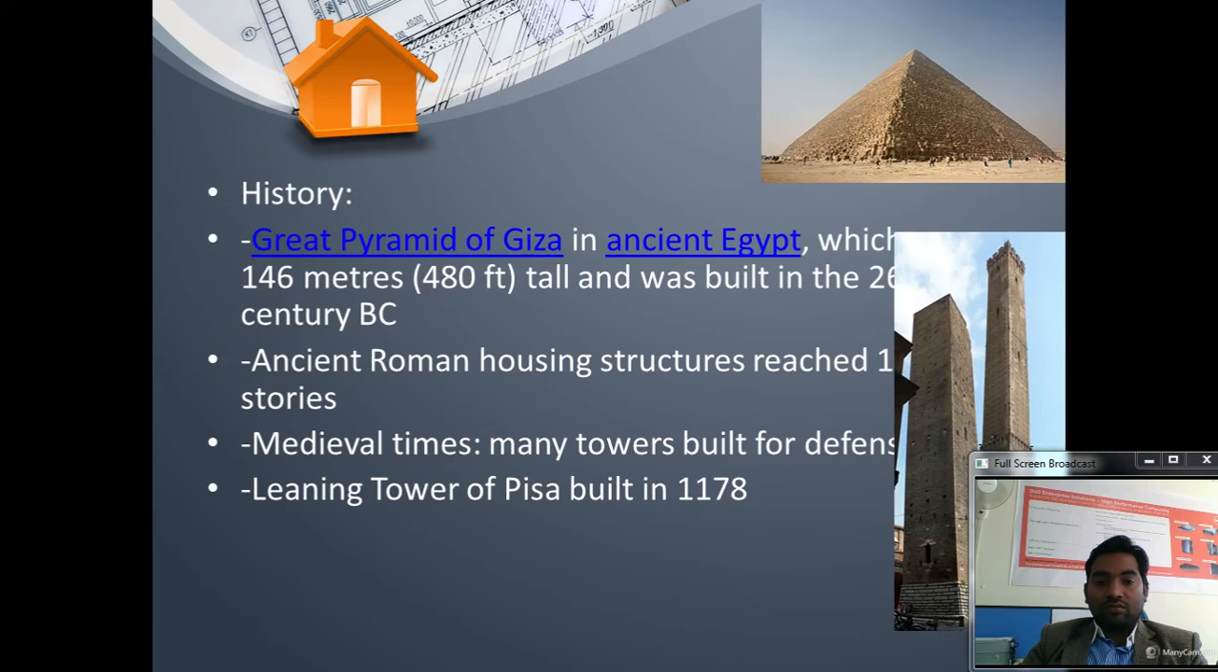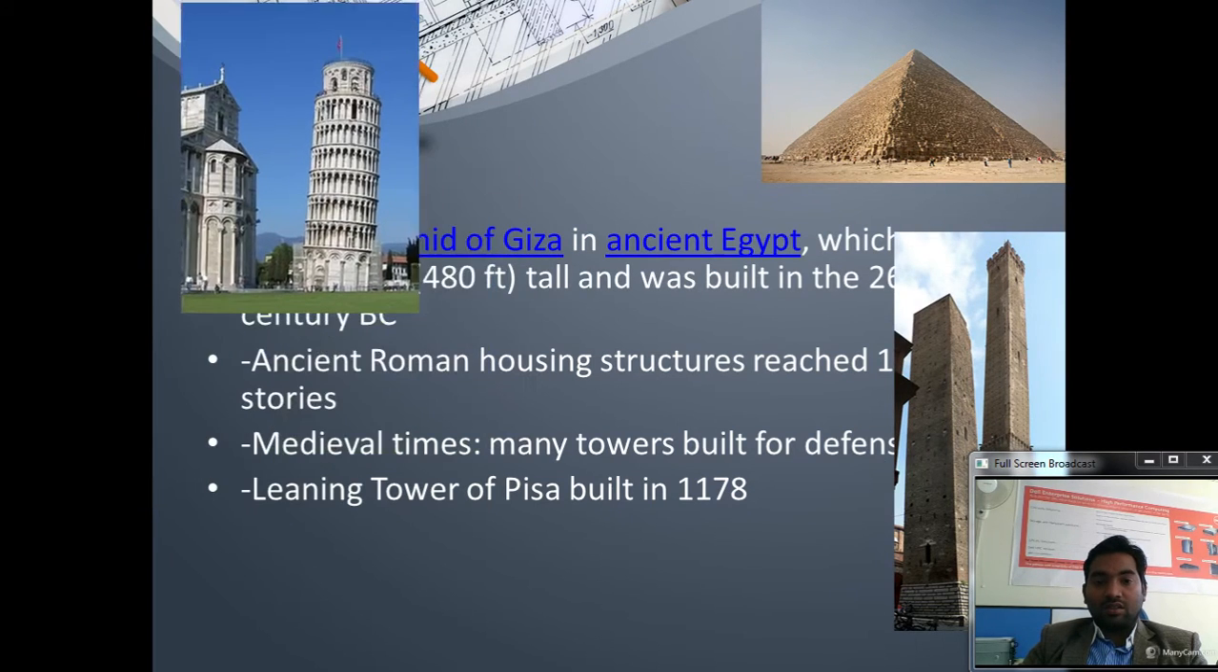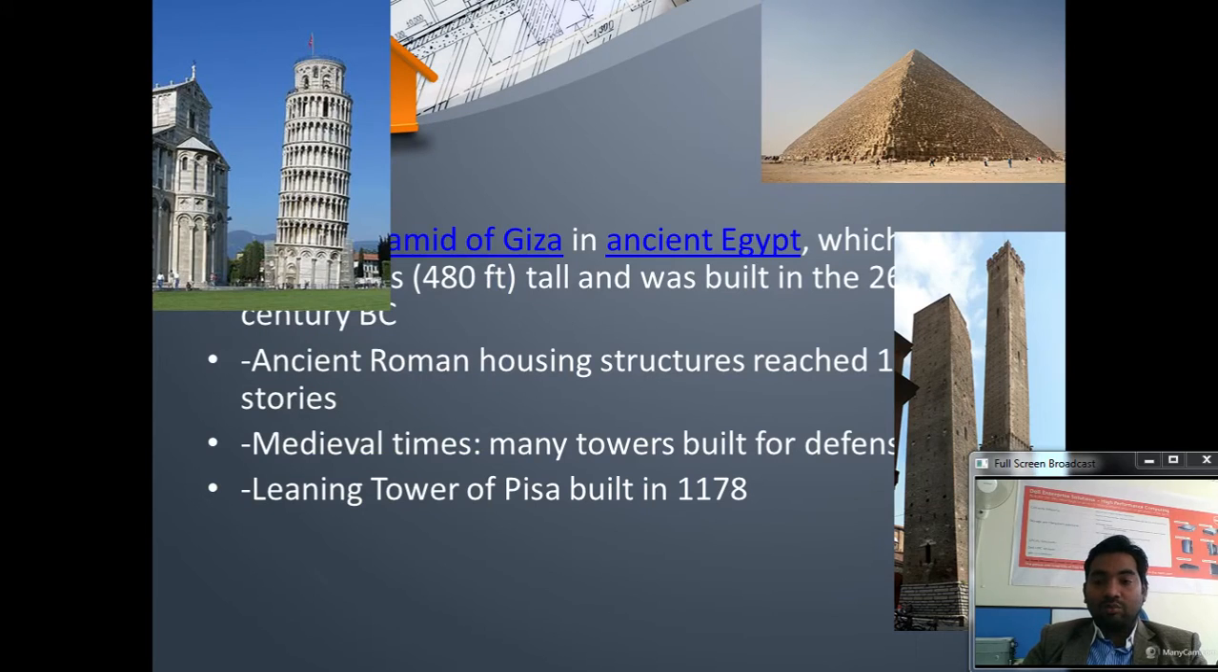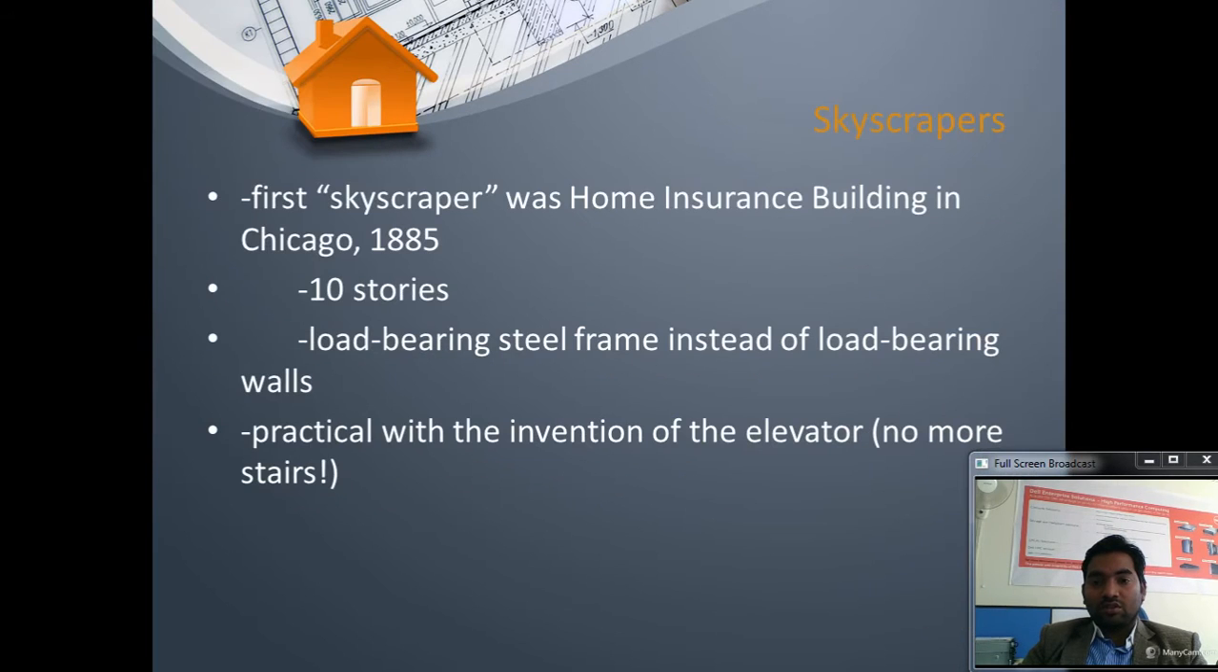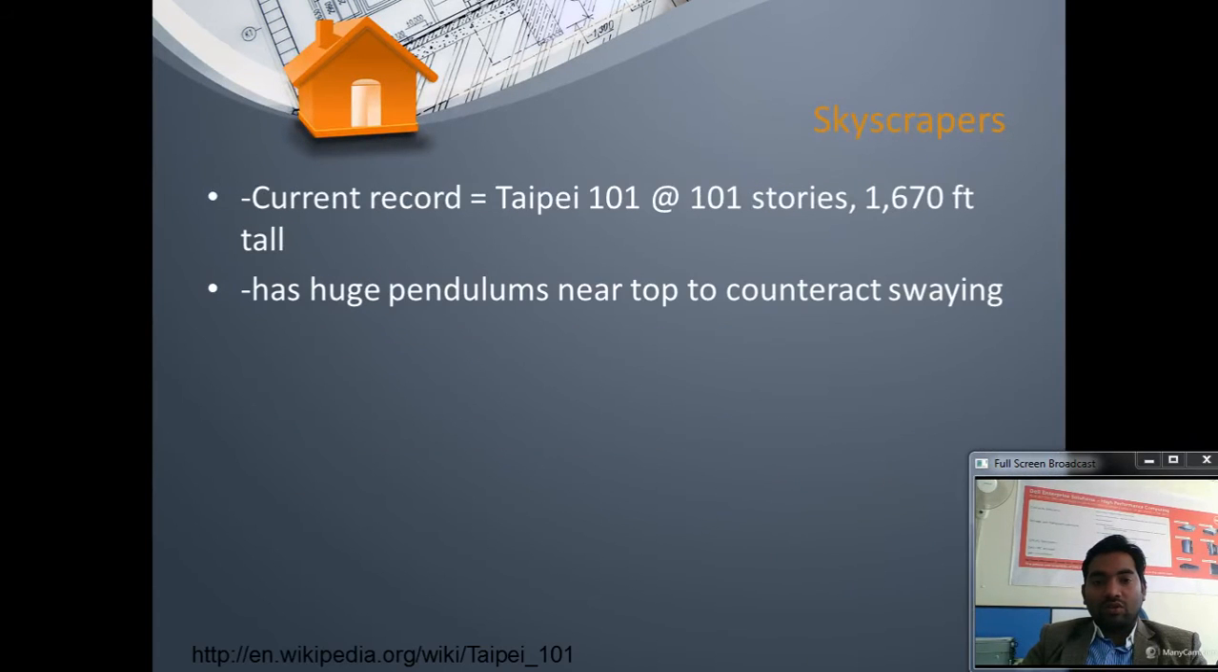Similarly, the Leaning Tower of Pisa in 1178 leaned, but that is a very tall structure. From those only we used to construct the highest skyscrapers. Now, from there we built a 10 story, then 20 story, 30 story, and now several stories, the number of stories keeps going on.